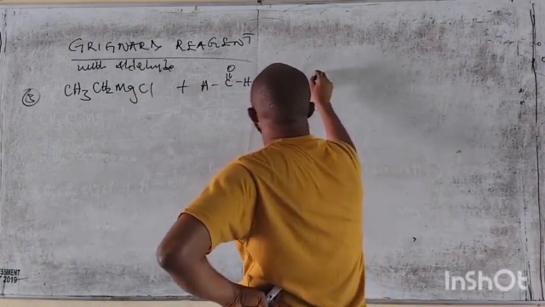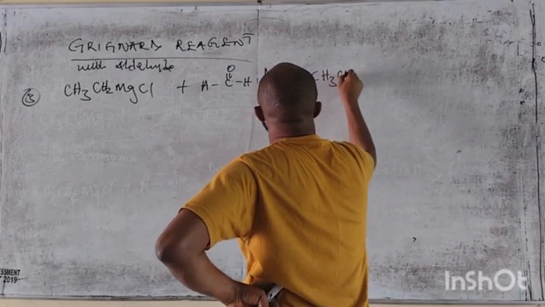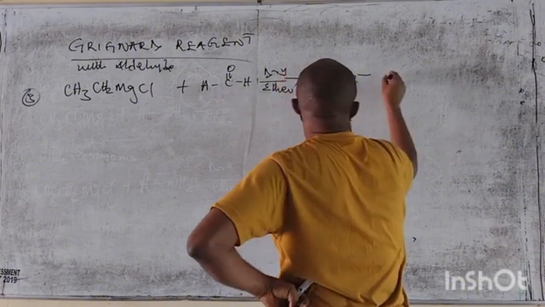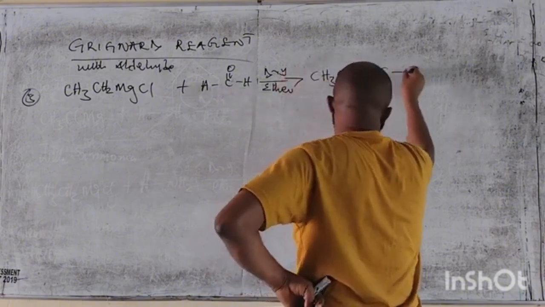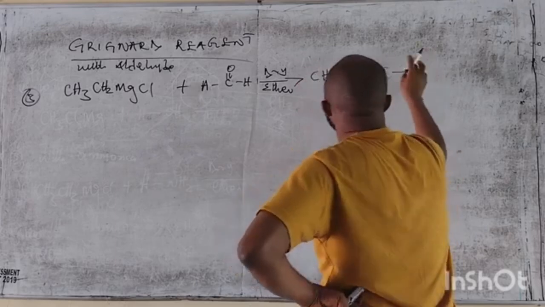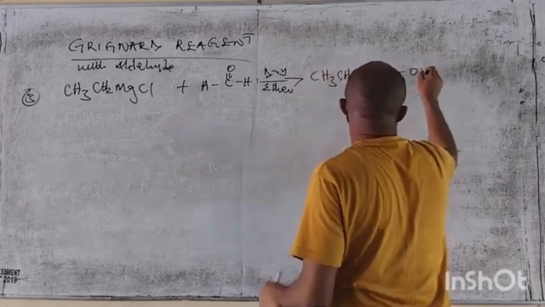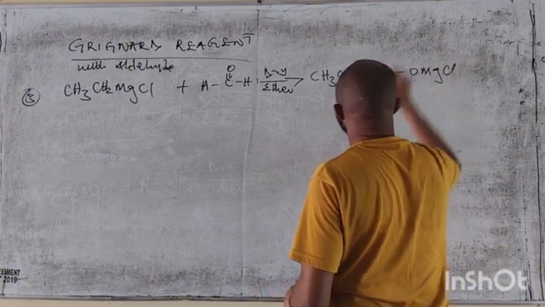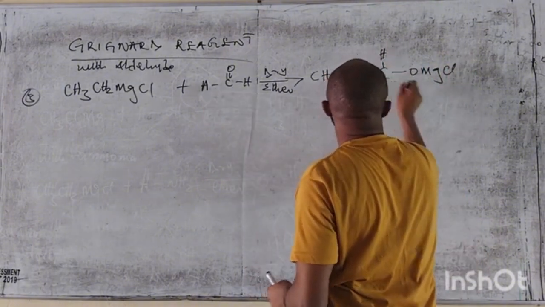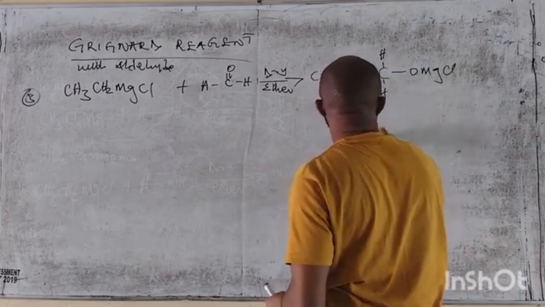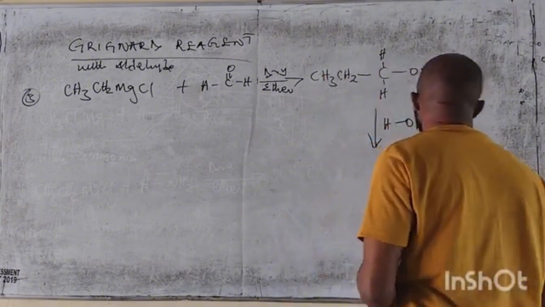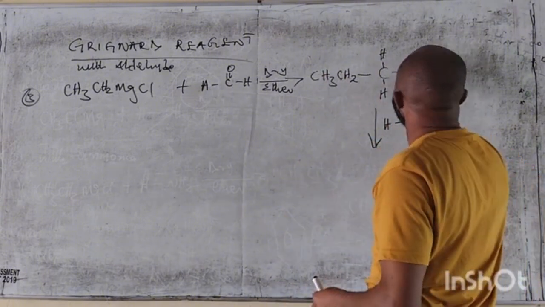We have CH3, CH2. This is coming here. I have my carbon. It's going to give me one O here. Okay. And MgCl, MgCl. These two hydrogens are here. Now this will react with water, hydrogen hydroxide. When that happens, this will come in here and the other one will go.